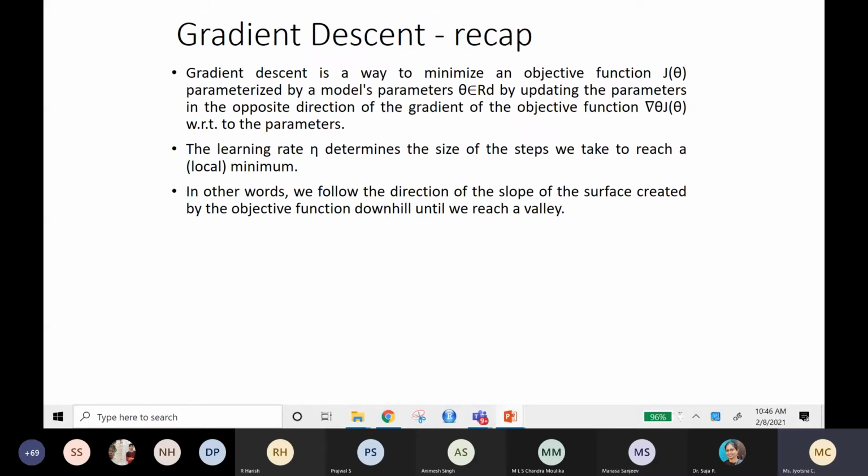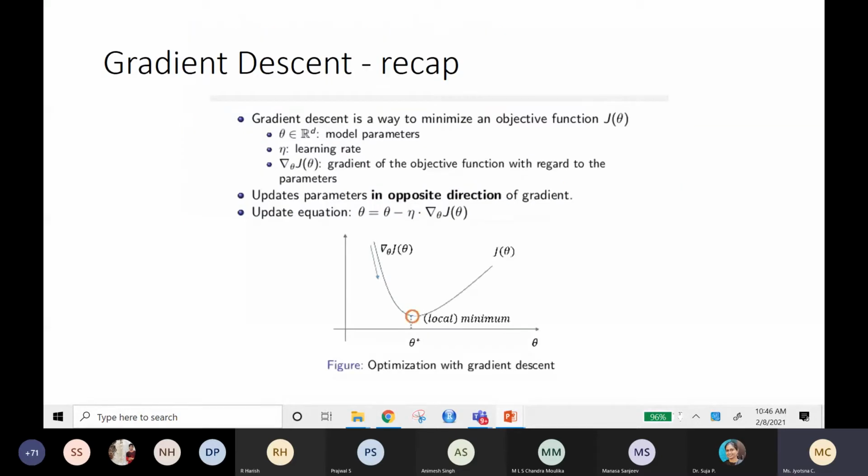So gradient descent we already studied. We had discussed what the need of gradient descent is. You should remember the formula and how the parameters get updated. It's in the opposite direction of the gradient. That means if the gradient is negative, the weight will be increasing, and if the gradient is positive, the weight updation is in the opposite direction, that means the weight will be reducing. That you should remember always.